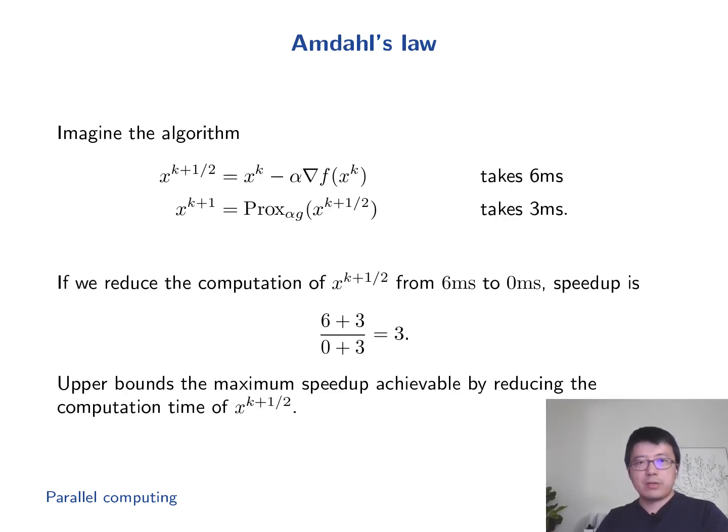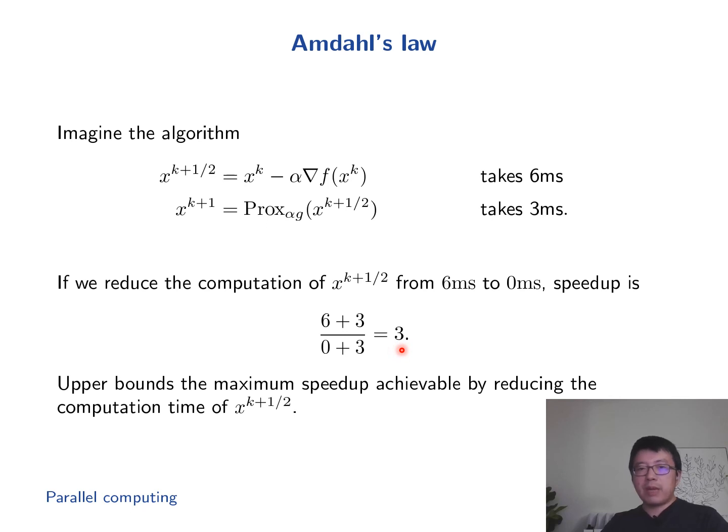In the last part of this lecture, let's study Amdahl's law. Let's motivate Amdahl's law using the proximal gradient algorithm. Assume the gradient step takes 6 milliseconds on one processor, and the proximal step takes 3 milliseconds on one processor. Suppose we're able to reduce the computation of the first step from 6 milliseconds to 0, but not able to reduce the 3 milliseconds of the second step. Then the speedup is 6 plus 3, which is the time before parallelization, over 0 plus 3, which is the time after parallelization. And this gives us 3.